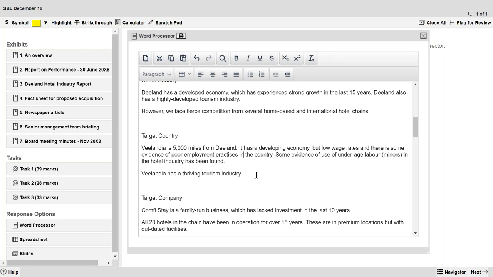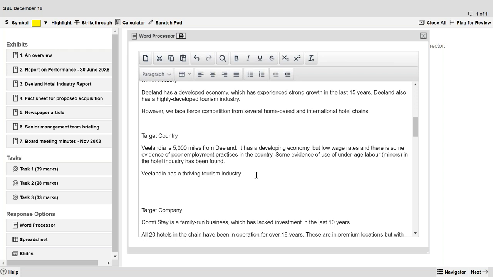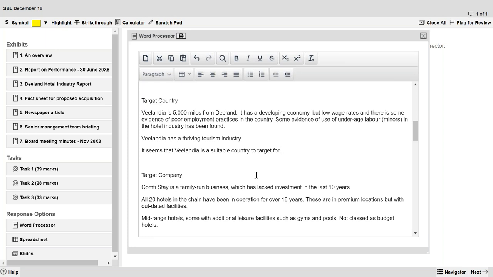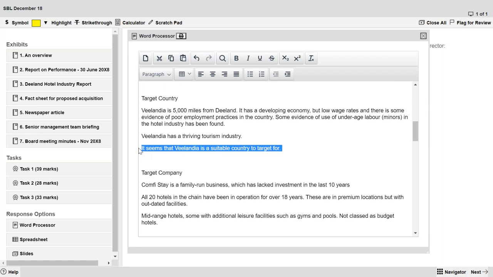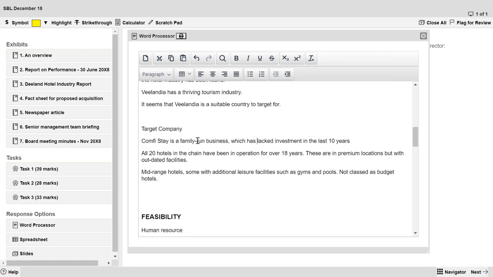So do you think Villandia is good? So I would just add my comment. It seems that Villandia is a suitable country to target for. This comment is important, okay? Because just copy pasting is not enough. What is your thought? What is your comment? So based on the logic, these are the logics, and here is where you give your comment. So very important that after the logics, you need to write a one-liner saying what you think. Similarly, target company: Comfy Stay is a family-run business which has lacked investment in the last 10 years.